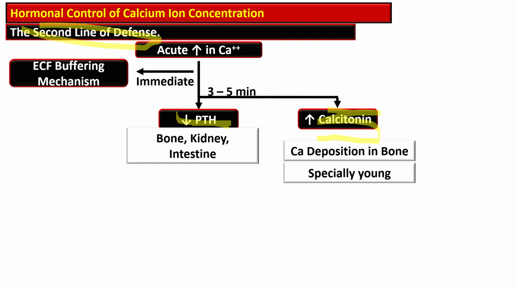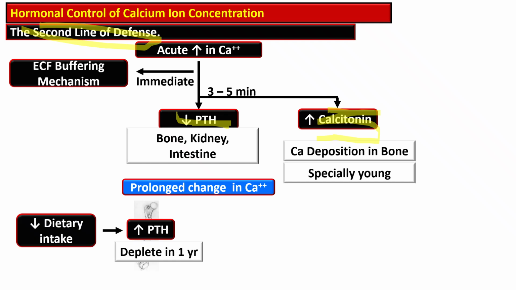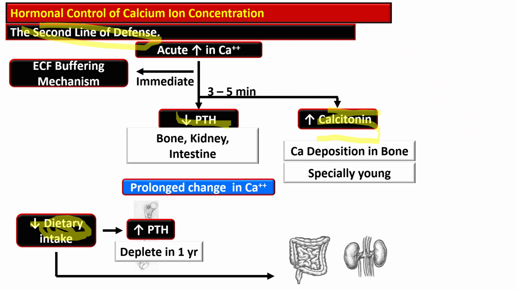When calcium level falls, such as with decreased dietary intake, the parathyroid secretion increases. This increase in parathyroid hormone will stimulate resorption of calcium from the bone to release the calcium, increase the renal resorption of calcium also, and promote the formation of 1,25-dihydroxycholecalciferol, which then increases the intestinal absorption.